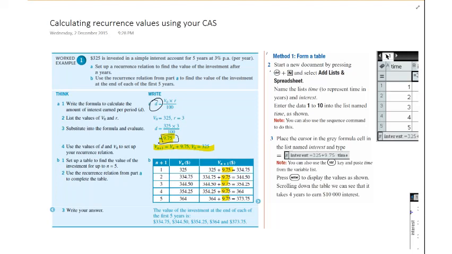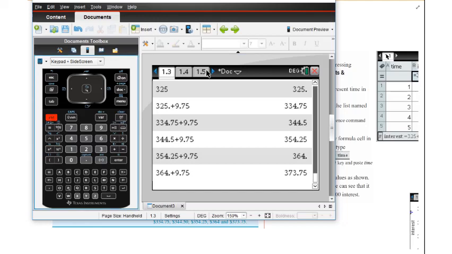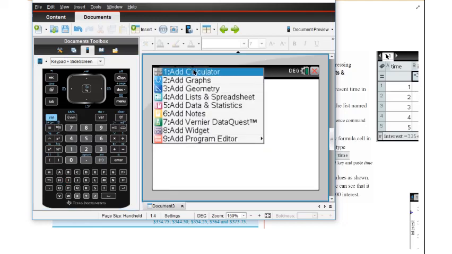Okay, so for example, when you're using part B, it says use a recurrence relation that you've worked out to find the value of the investment after each of the first 5 years. So you want to know what it is after year one, year two, year three, year four, year five. There are two ways we can approach this, and the way I want to show you first, I'm going to start on a new page.